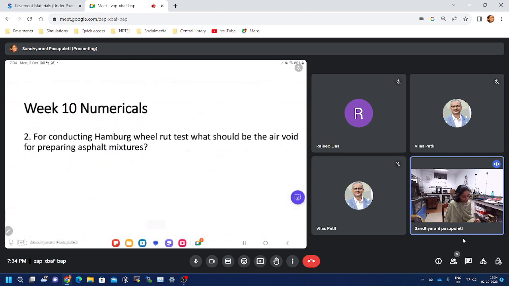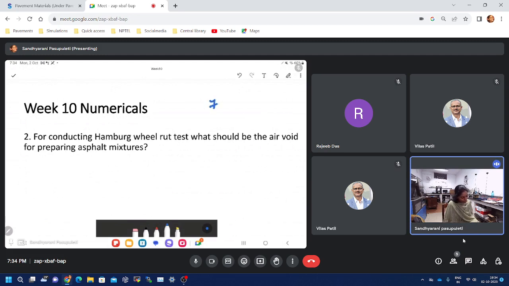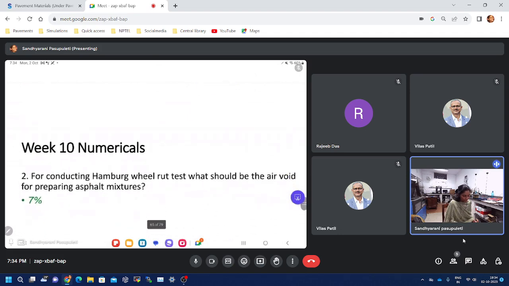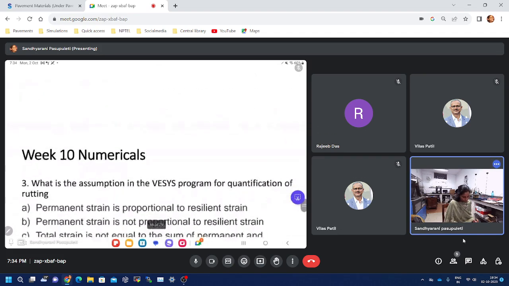Field rut test. What should be the air void for preparing the asphalt mixtures? As we have discussed, it is always better to prepare the specimens at 7% air voids, because when we lay the pavement in the initial stages, it will be in the range of 6 to 8%. So we can observe the initial compaction, and after a particular number of years, it will be reaching 4% air voids. So to observe 3 stages of the rutting behavior in the asphalt mixtures, it is always suggested to prepare the specimens at 6 to 8%, specifically 7% air voids.